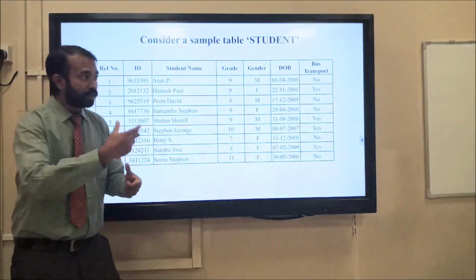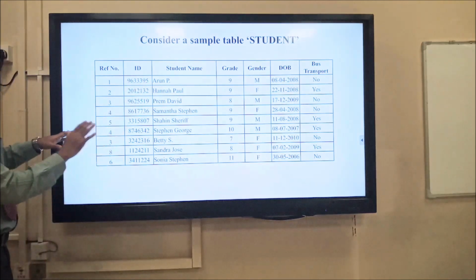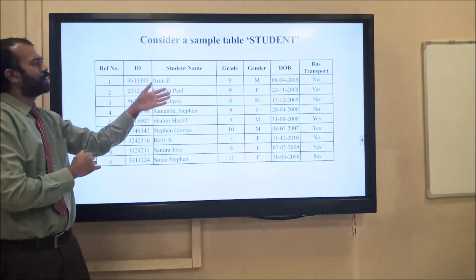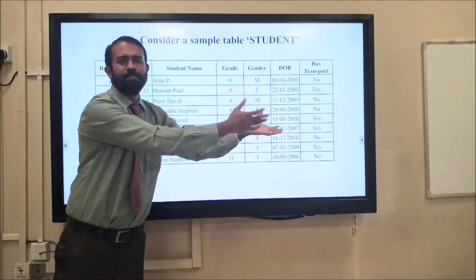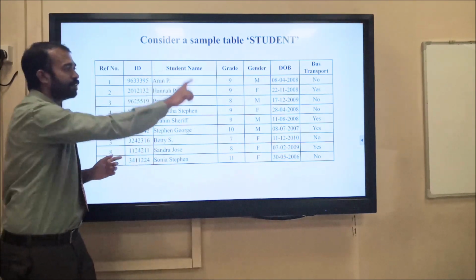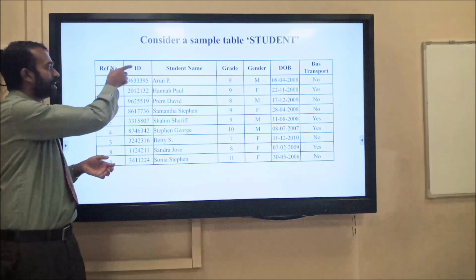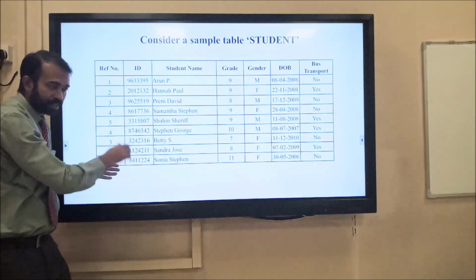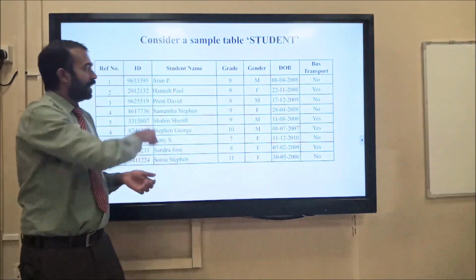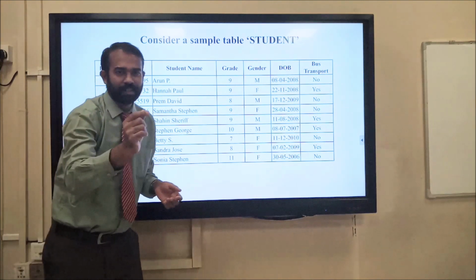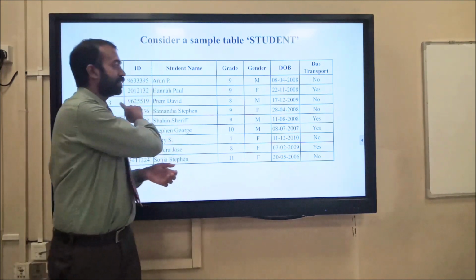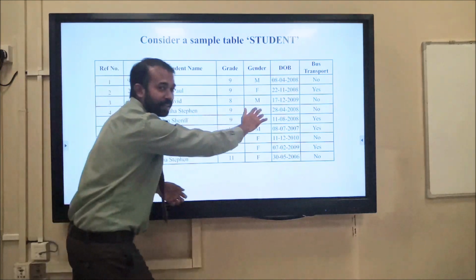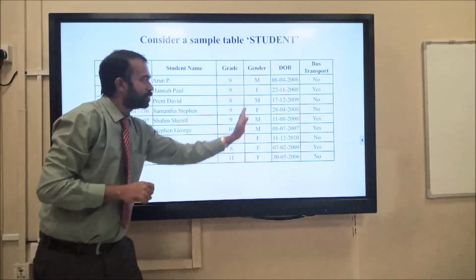If you want to store information, consider this particular table known as student. The student table stores the information of certain students with student name, ID, grade, gender, date of birth and bus transport, etc. There are a lot of pieces of information. A table consists of columns and rows. A column is otherwise known as a field and a row is otherwise known as a record. These are the records or rows in a table and these are the columns in a table.